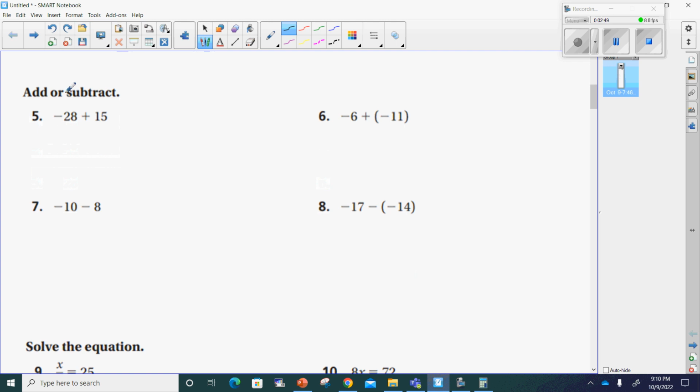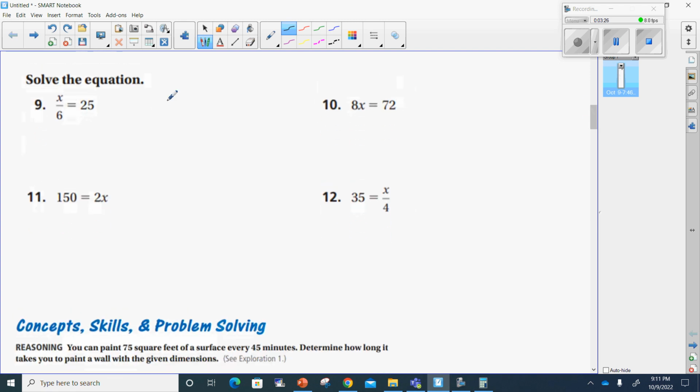Number 5 says I'm going to add or subtract. This is a simple case of my signs are different, so I find the difference. I take the big number minus the small number. That gives me 13. And I keep the sign of the big number. The big number was negative, so this is negative 13. Over here, my signs are the same. When they're the same, I find the sum. Sum means I'm adding. So I'll take 10 and add it to 8 and get 18. And since my signs are the same, I keep the same sign, negative 18. All right, I'll leave 6 and 8 for you.